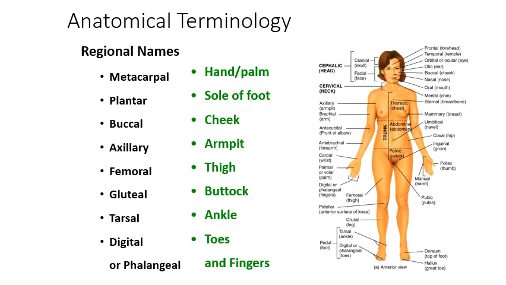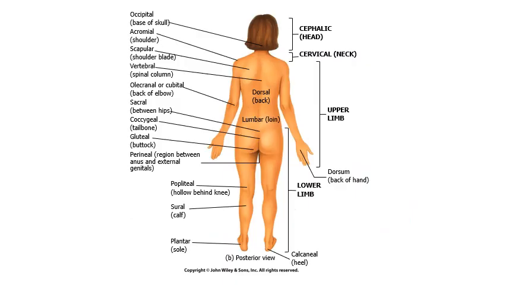And so here's some from the back. Acromial is the shoulder, scapular refers to the shoulder blade itself, vertebral refers to the spinal column, cubital is the back of the elbow, sacral is kind of low on the back between the hips. So again, I'm not going to go through every single one of them, but there's a lot of different terminology, and you should start to make flashcards of these different words and make sure that you're familiar with all of this.